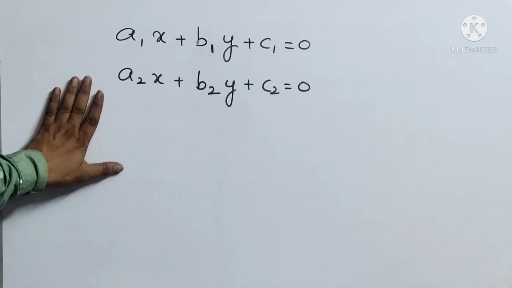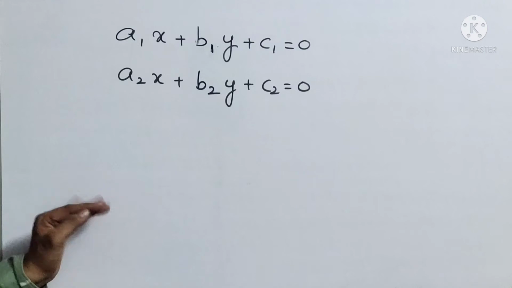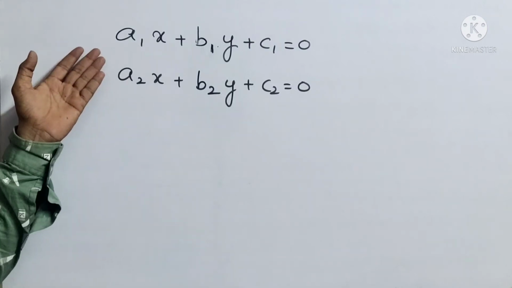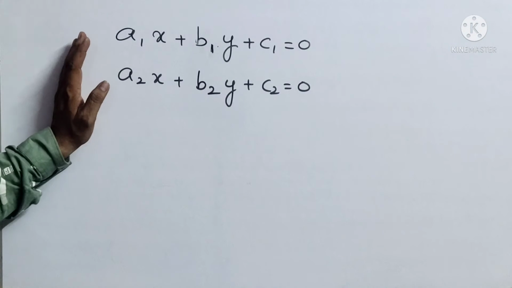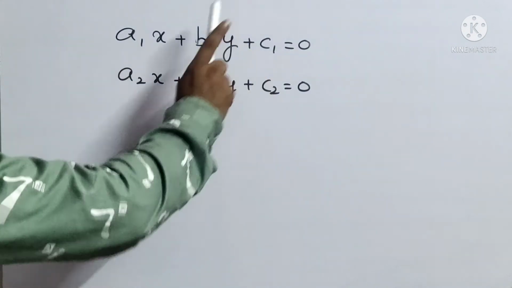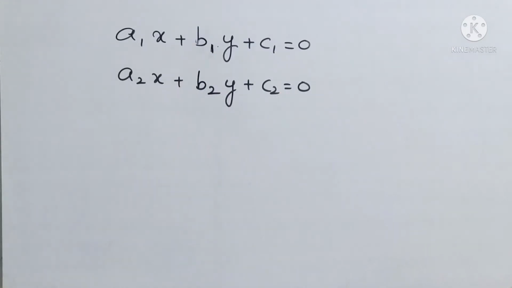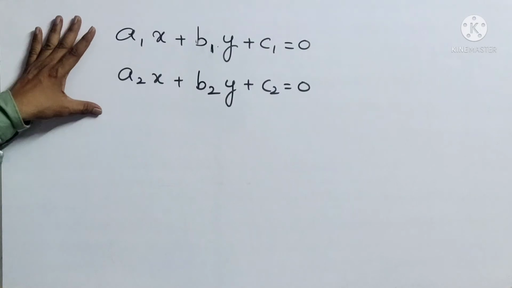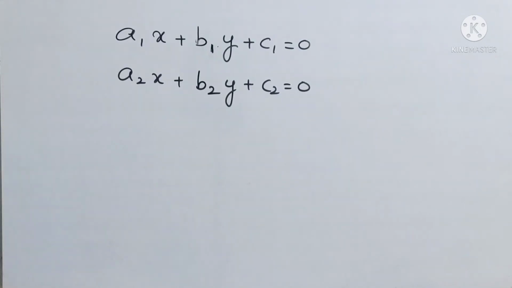Why I told you this is because they will give you MCQs. If they ask what are the standard forms of the pairs of linear equations, you can easily answer: a1x plus b1y plus c1 equals 0, a2x plus b2y plus c2 equals 0. These two are called the standard form of a pair of linear equations. Now, coming to the given question, that is exercise 3.1.